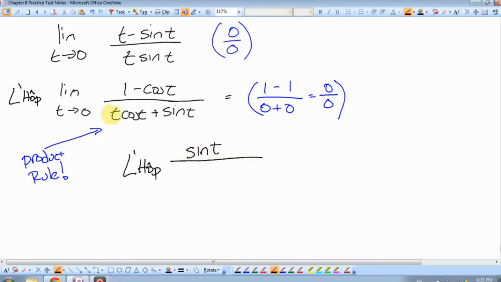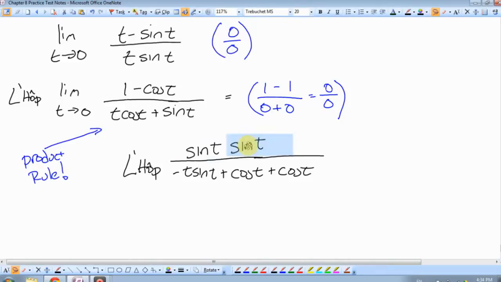Oh look, it's a product rule. I really have to do that? Negative t sin t, plus cosine t, plus cosine t. So it's sin plus cos. It's over 2 or something.